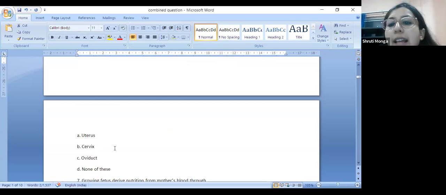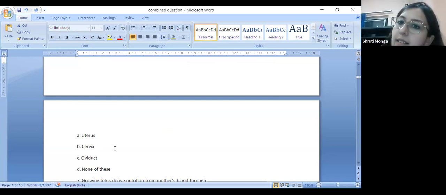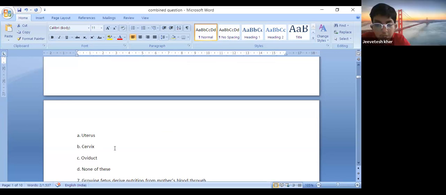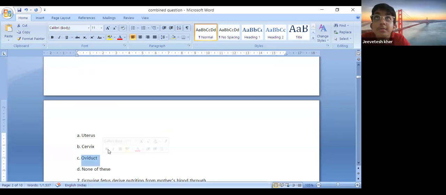What is the site of fertilization in human females? Ma'am, oviduct. Anybody else? Exactly. Oviduct. The other name for oviduct is? Fallopian tube. Very good.